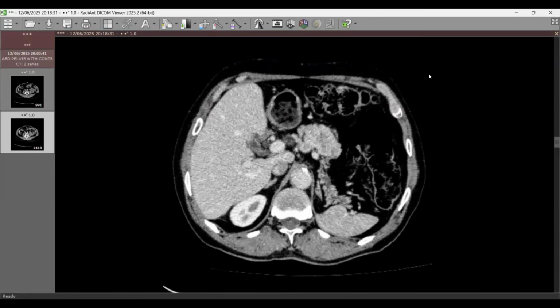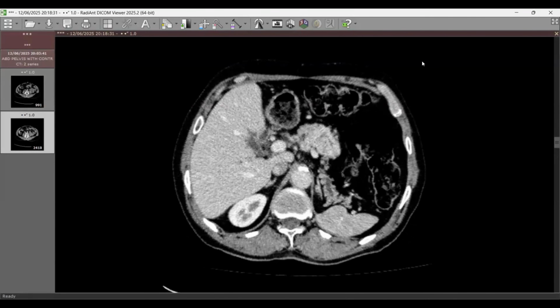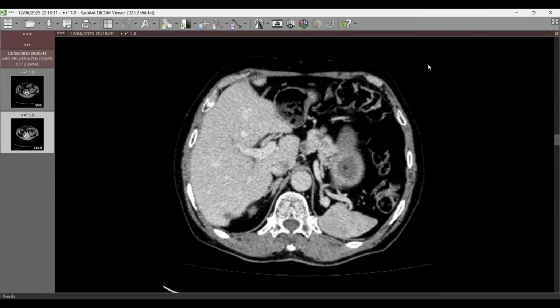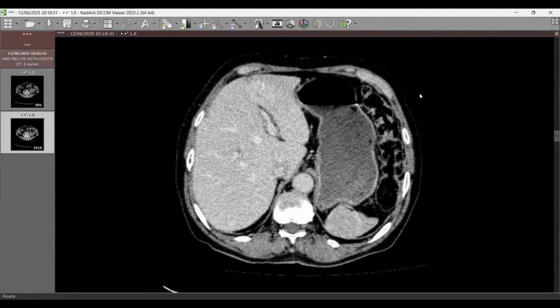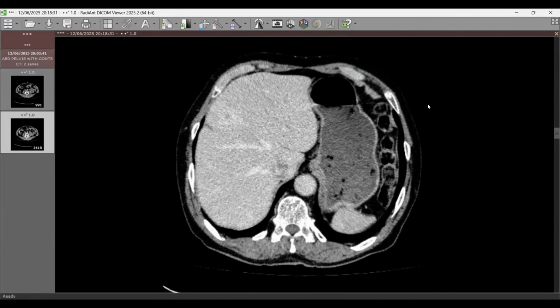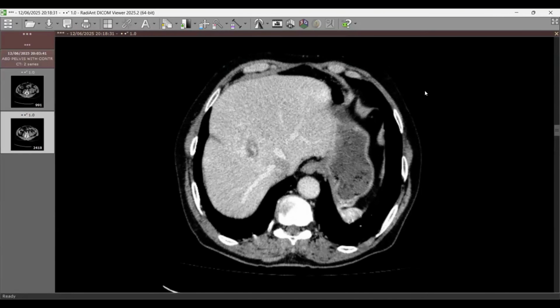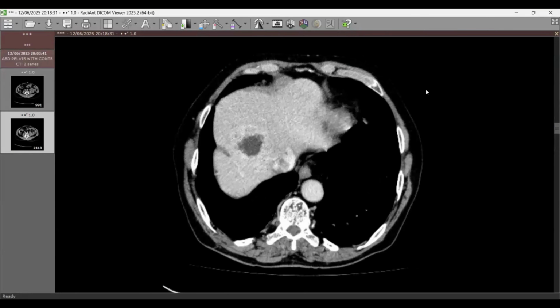Don't you think there is some washout? No, sir. I believe they are of the same intensity. It is not hypodense on the portovenous phase. All right, what are you going to do next?